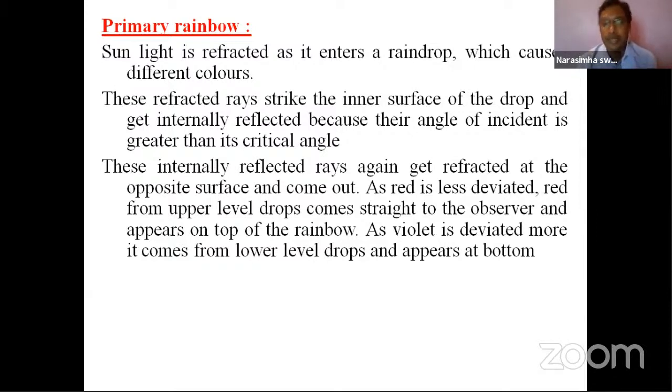As red is less deviated, the red from the upper level drops comes straight to the observer and appears on the top of the rainbow. And as violet is deviated more, it comes from the lower level drops and appears at the bottom. If this happens, then it is called a primary rainbow. Just now we discussed the diagram of the primary rainbow.